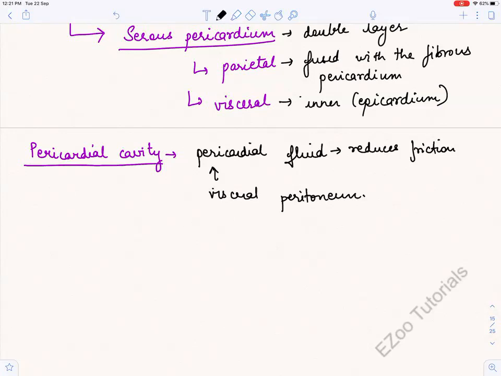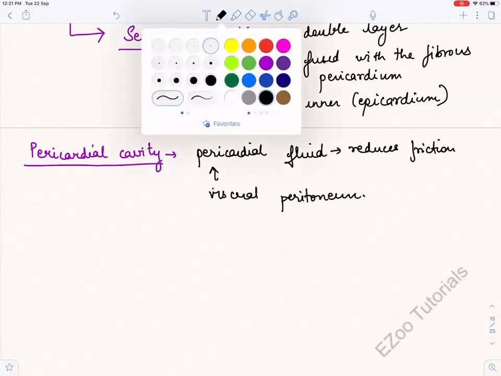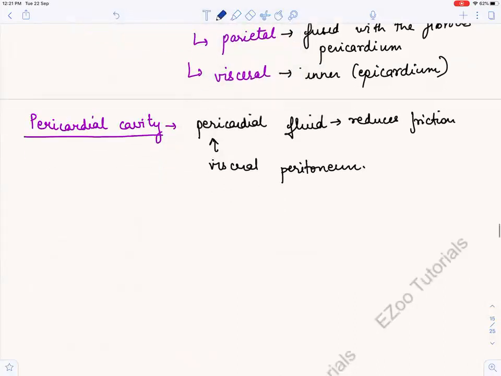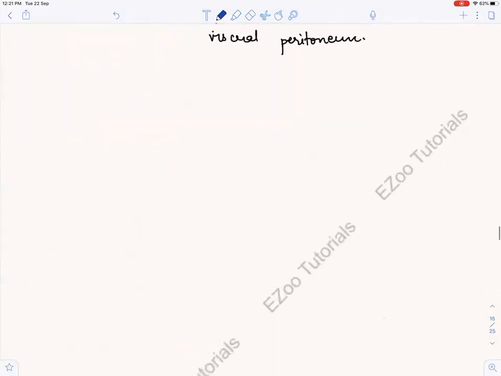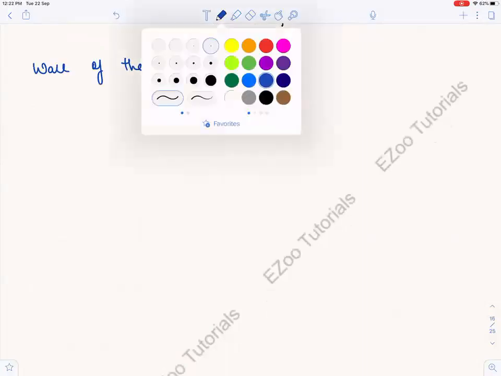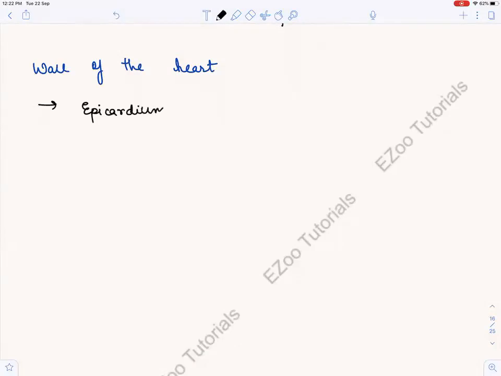Now let us see the wall of the heart. What are the three layers of the wall of the heart? Okay, so if we see now the wall of the heart, can you name the three layers? Let us name the three layers. These are the epicardium, the myocardium, and what? And the endocardium.